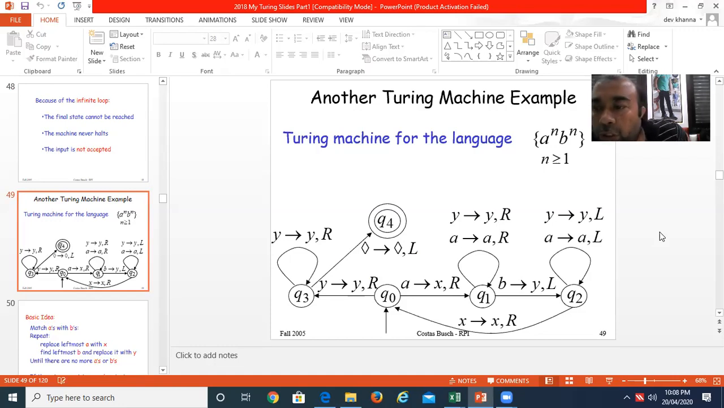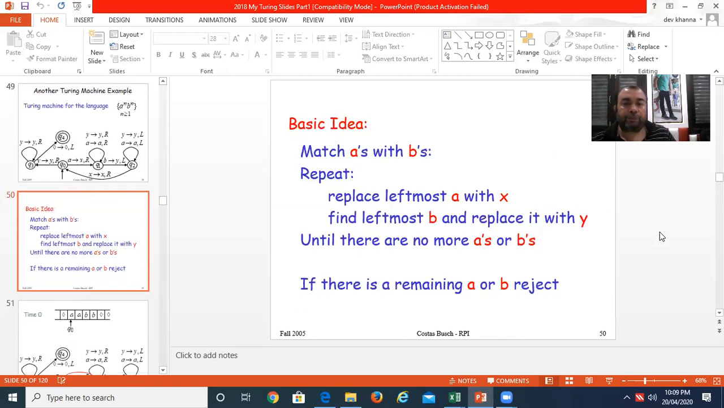If you are not able to understand the logic, then please rewind the video and try to build this machine, the scenario of the input tape, on your copy, and try to cut the leftmost a with the rightmost b, leftmost a with rightmost b, and so on. So this is one of the scenarios that can be performed. So what I have actually done here, let us see this. What is our basic idea?